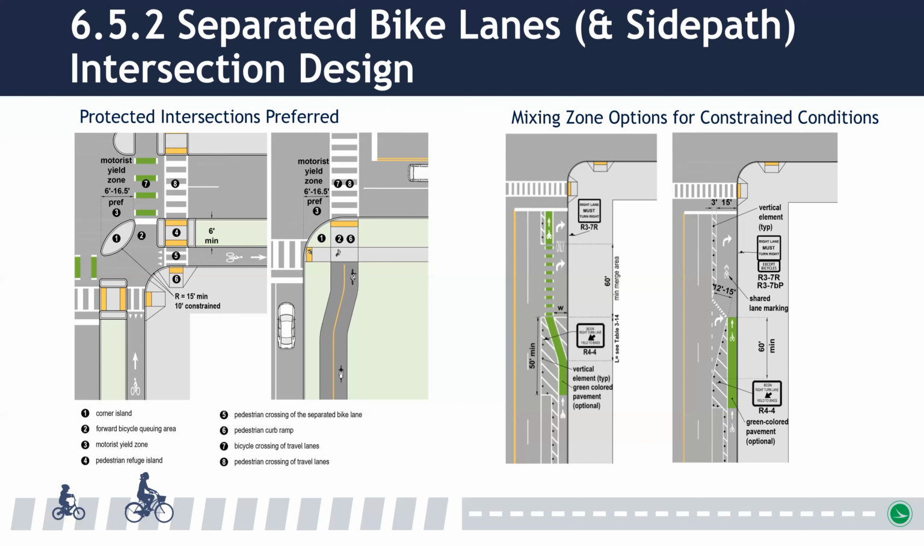Mixing zones create a defined merge point for a motorist to yield and cross paths with a bicyclist in advance of an intersection. Mixing zones require removal of the physical separation between a separated bike lane and the general purpose lane along the intersection approach, and are therefore generally only appropriate as an interim or retrofit solution, or in situations where right-of-way constraints make it infeasible to provide a protected intersection.